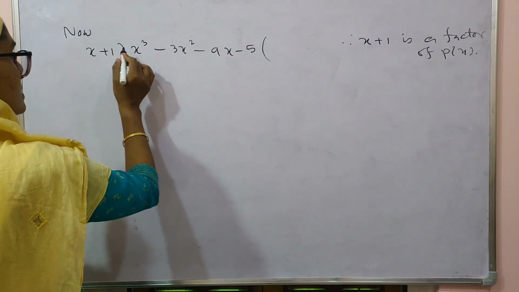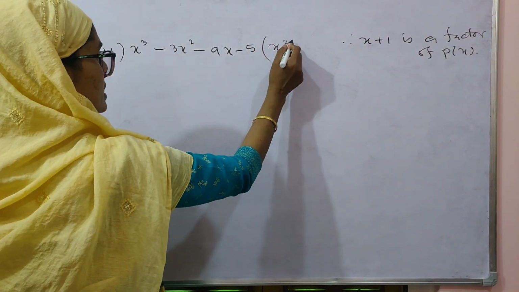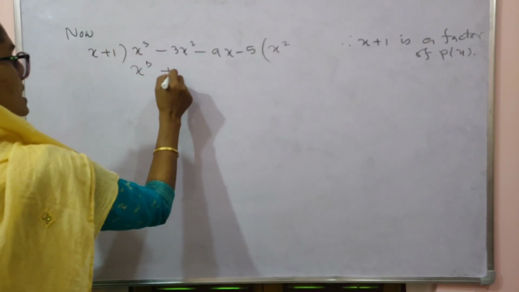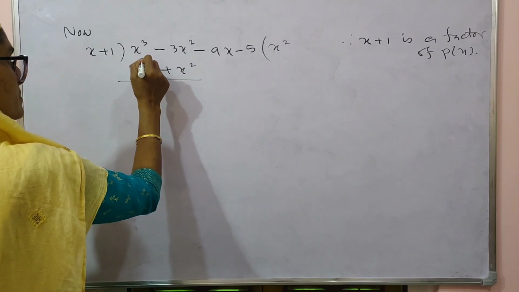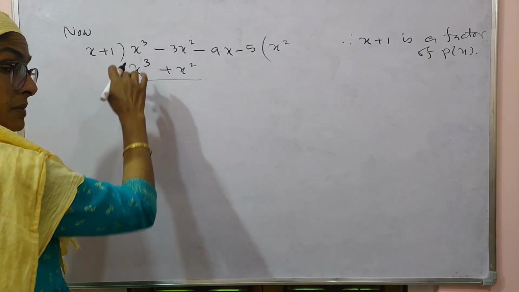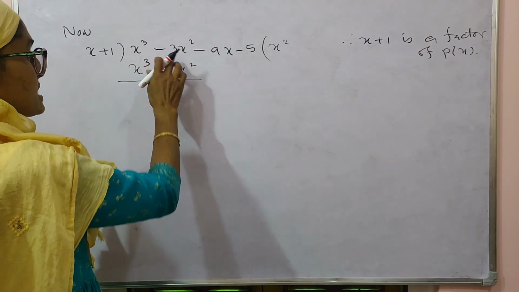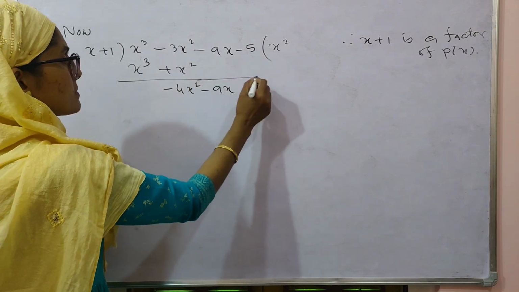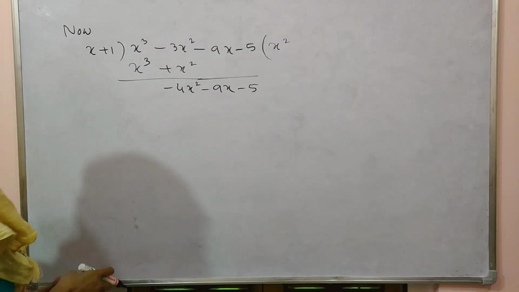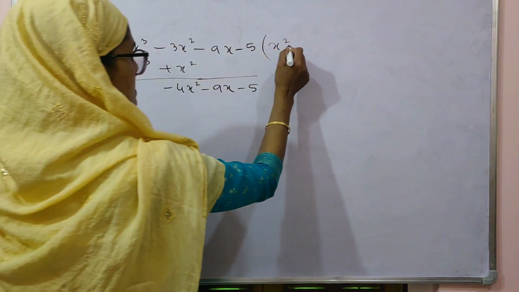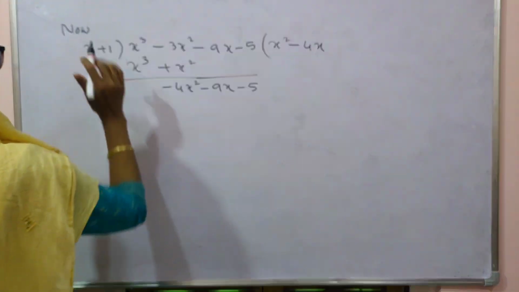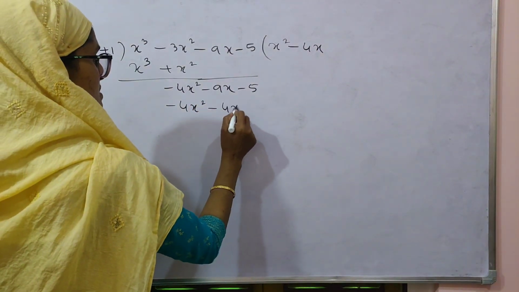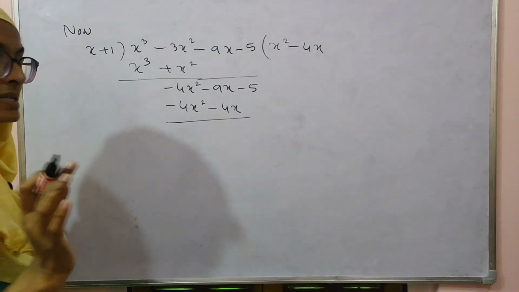So first write x square, x square into x, you will get x cube. x square into plus 1, you will get plus x square. Now subtract this one, same, minus, then 0. Minus 3x square minus x square, you will get minus 4x square. Minus 9x minus 5. Minus 4x square here, so multiply by minus 4x. Minus 4x into x, minus 4x square. Minus 4x into 1, you will get minus 4x. Now subtract same thing.